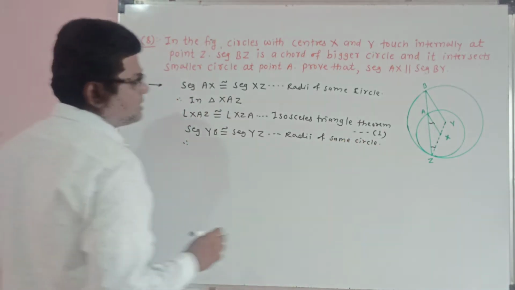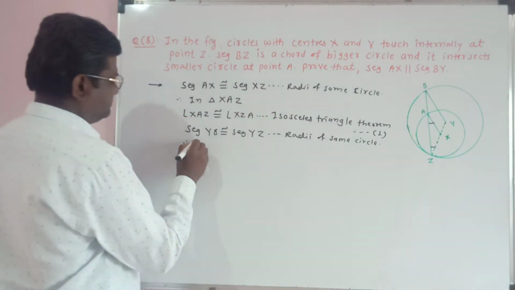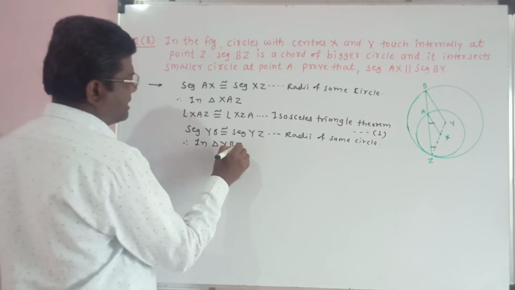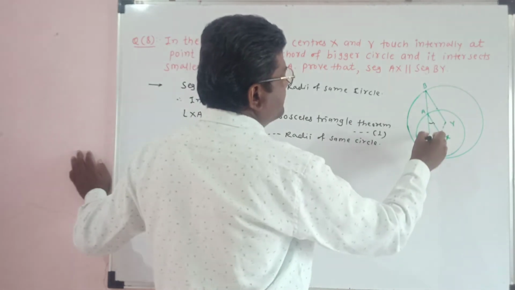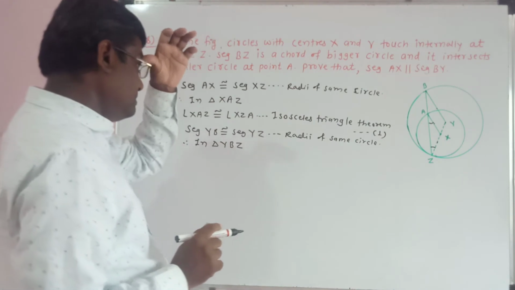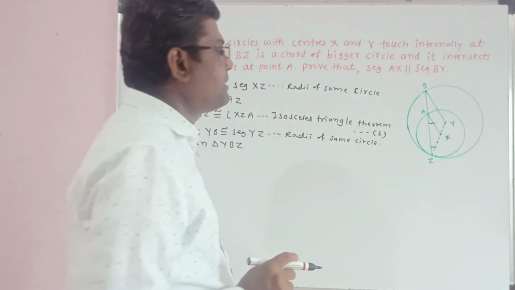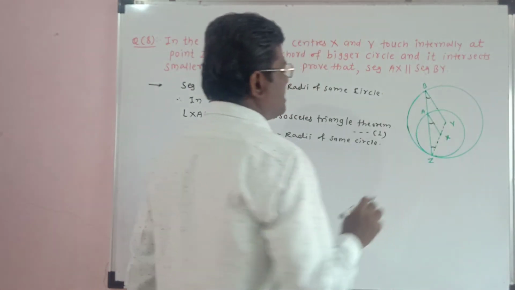Therefore, in triangle YBZ, this side and this side are congruent. Therefore, it is also an isosceles triangle. Therefore, this angle and this angle are congruent.